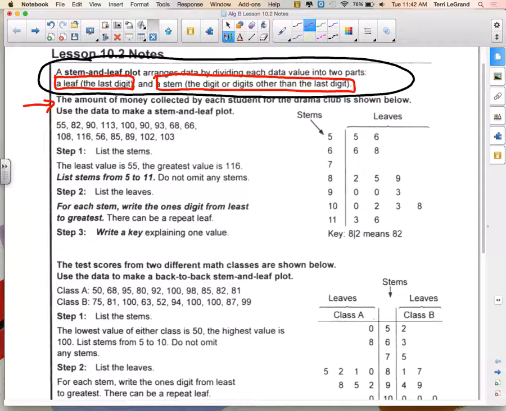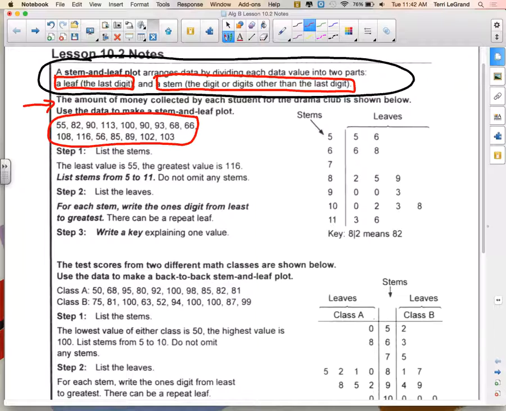Okay, we'll look at it right here. You know what, guys? You just need to look at that list of data right there. It says the amount of money collected by each student for the drama club is shown below. Use the data to make a stem and leaf plot. Those are all the dollar amounts collected by students. So first of all, would you tell me how many students are there that collected money for the drama club?